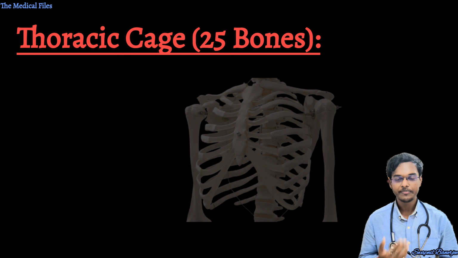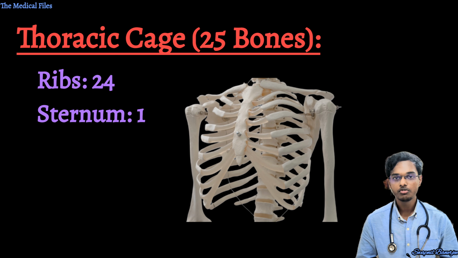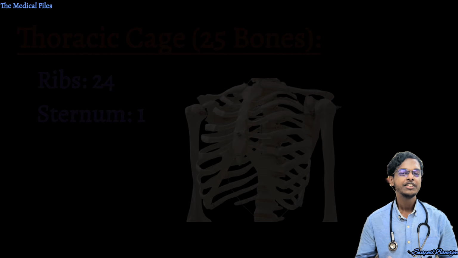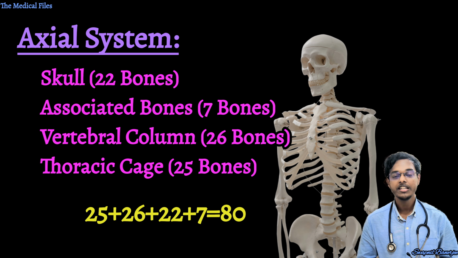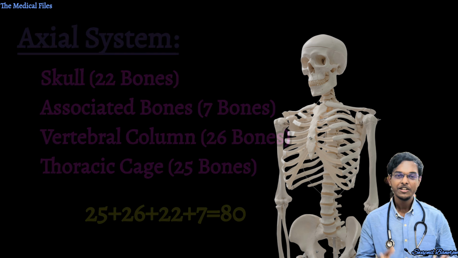Now coming towards our ribs. 12 pairs of ribs, that is 12 into 2, 24, and 1 sternum, that is 24 plus 1, 25. So 25 plus 26, 51, 51 plus 22, 73, 73 plus 7, that is 80. So that was the complete 80 bones of our axial system.